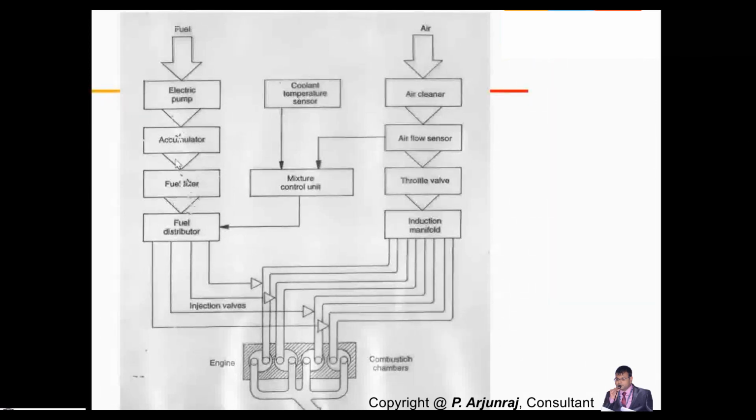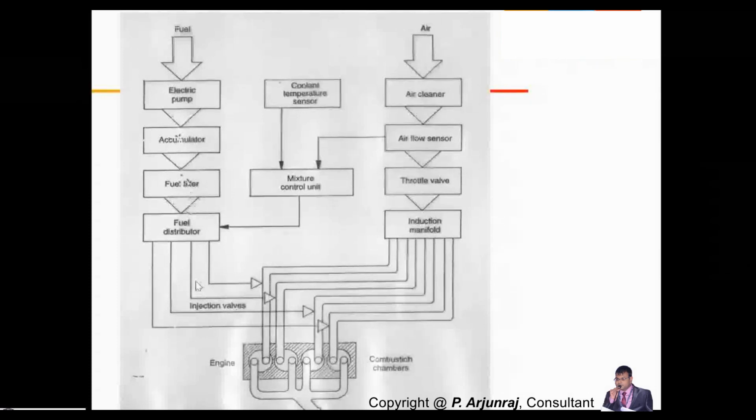The accumulator will accumulate the fuel from the tank into the system while maintaining the pressure, and it will also relieve the required amount into the filter, which will enter the system for injection. And you have a fuel distributor which will distribute the fuel. Suppose you have 4 cylinders, it will distribute equally to the 4 cylinders.